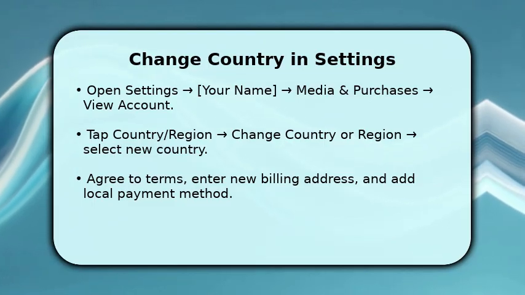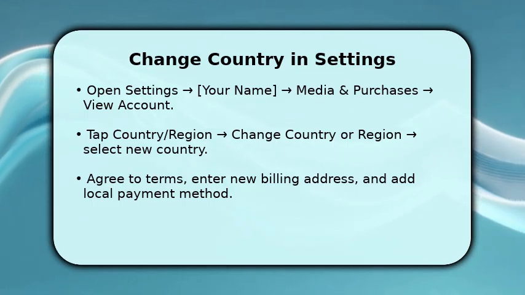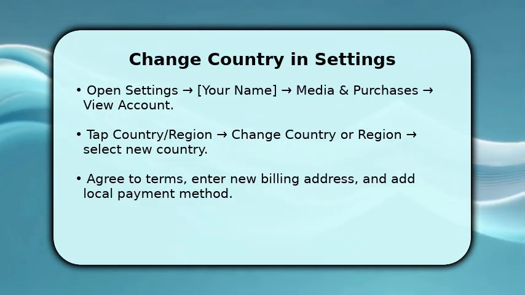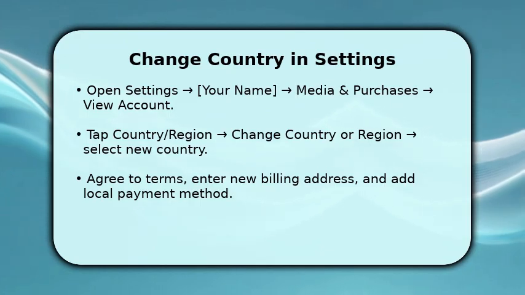Tap Change Country or Region and choose the country you want. The device displays local terms and required fields. Read and accept the terms, then enter a matching billing address and add a payment method valid in that country because Apple verifies that data.